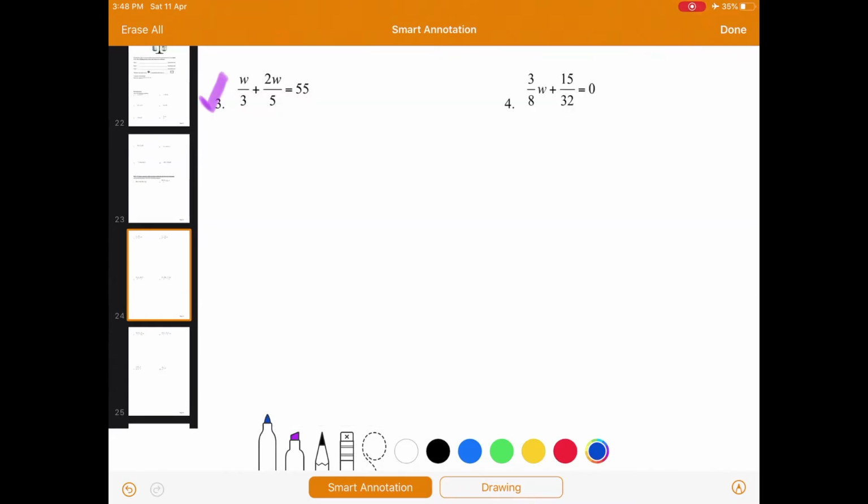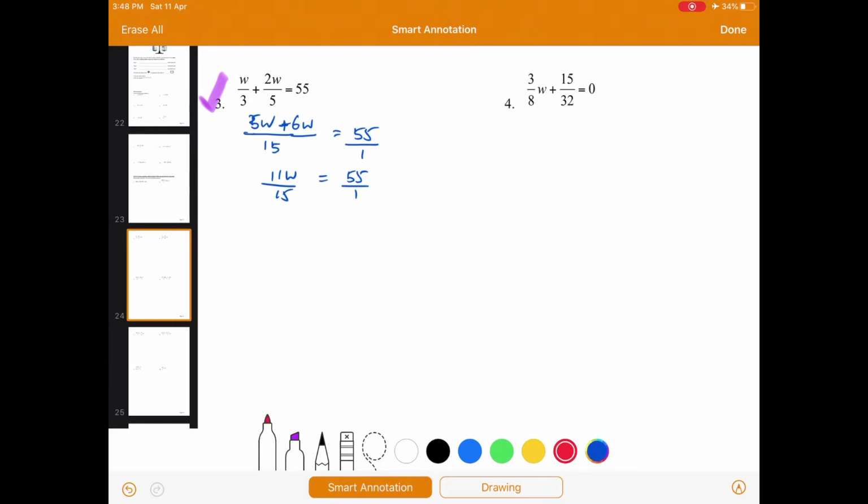Question 3. For this question, we have to add the two fractions first, since there are two terms with w. So the common denominator of 3 and 5 is 15. So the first fraction, you multiply by 5. Second fraction, you multiply by 3. So you have 6w. So numerator, you get 11w over 15. On the right hand side, you get 55 over 1.